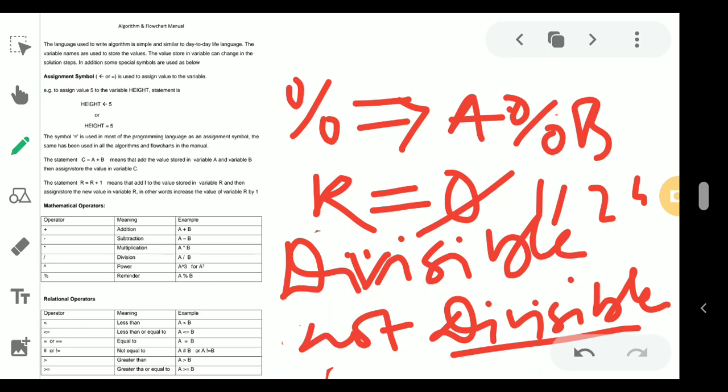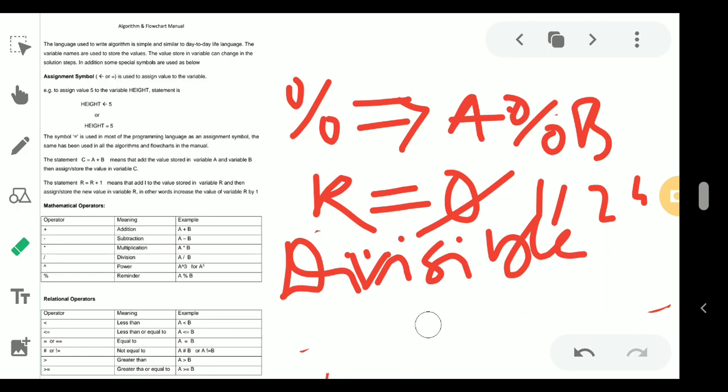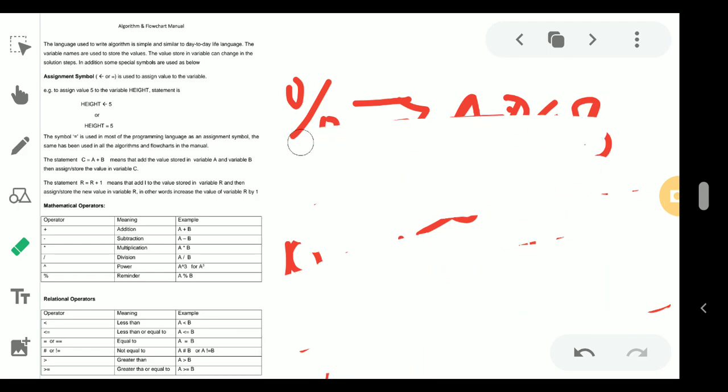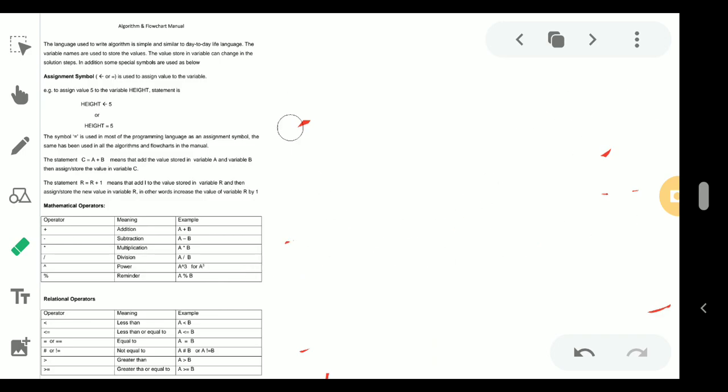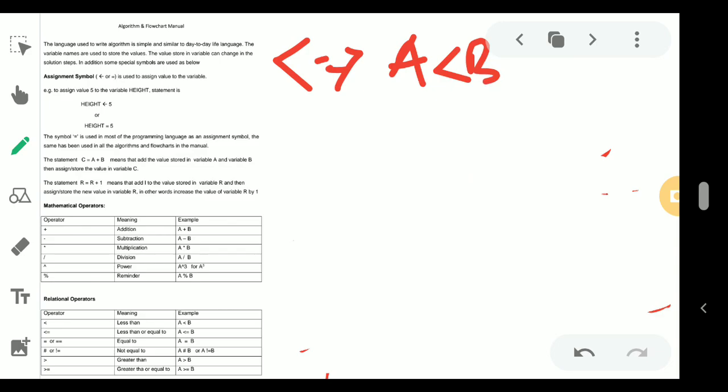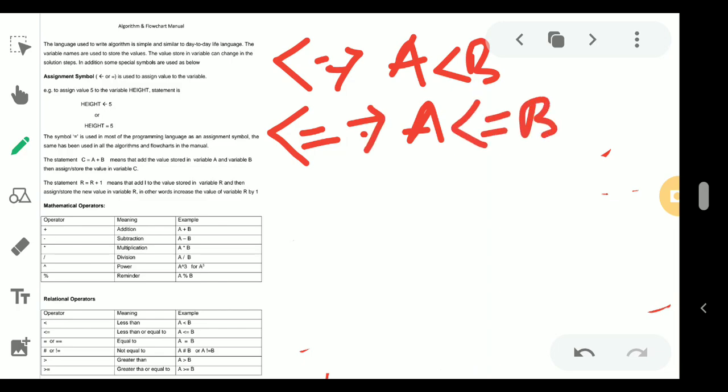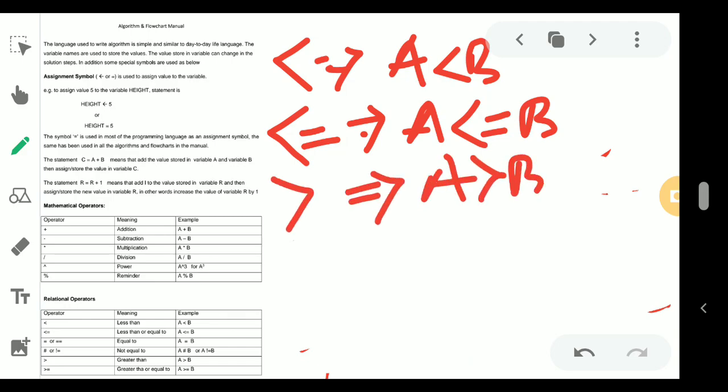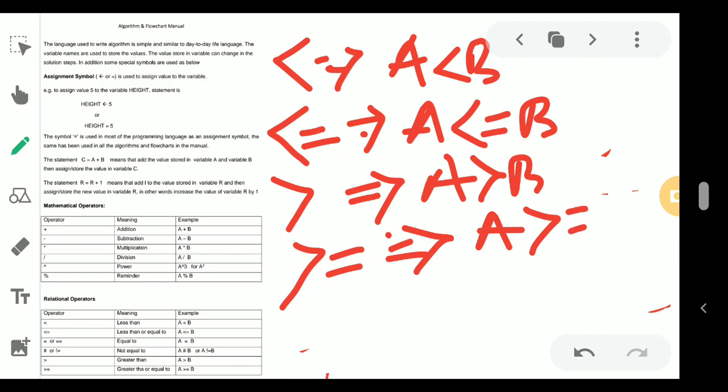I hope the mathematical operator part is clear. Now we are moving to another part, that is the relational operator part. This also you have learned in Boolean algebra. First, less than. This is the symbol of less than. So we can write A is less than B or not, or less than equals to or not. Next is greater than. So I am writing A greater than B or not, or A can be greater or can be equal. In both conditions I can write it down.